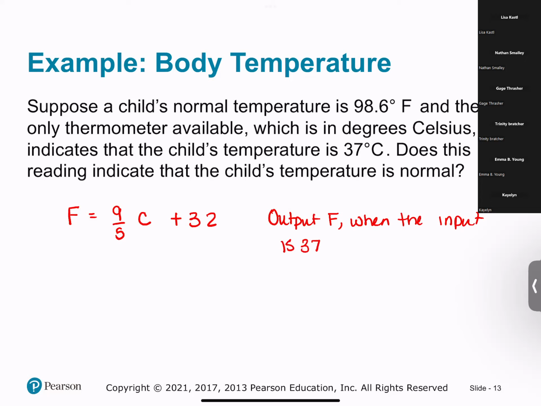Well, I can determine that by what I call plug and chug. So the input is C, and can I plug that in right there? Can I plug it in? Plug and chug. That's from OSU, by the way. Plug and chug. Can I plug that in and chug through the arithmetic? And the answer is yes.